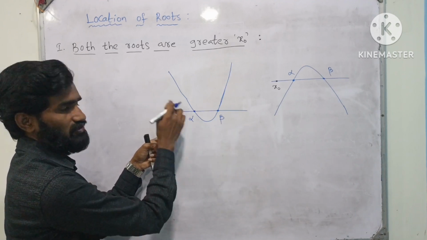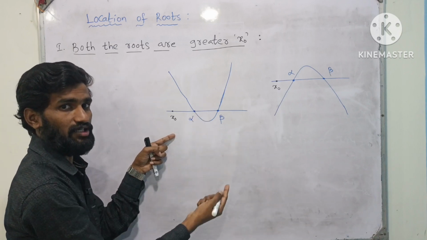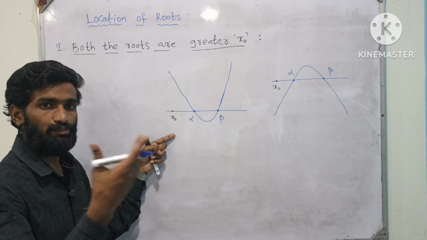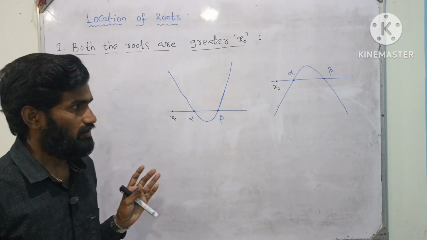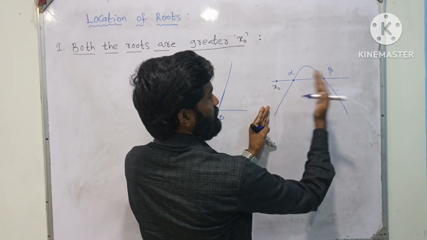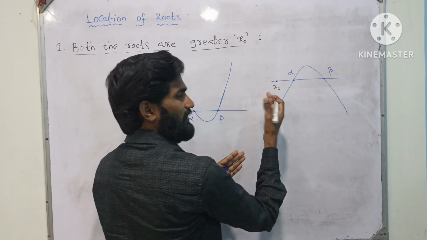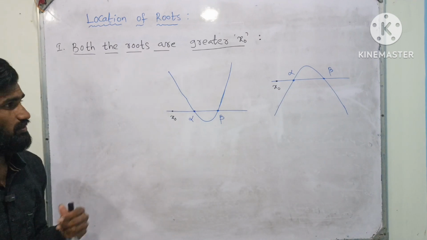For example, if x naught is 1, alpha, beta should be greater than x naught, which means either it is 2, 3 or 1.5, whatever it may be. Here also it is x naught, both the roots are greater than x naught only, to the right side of x naught. So therefore alpha comma beta both are greater than x naught only.